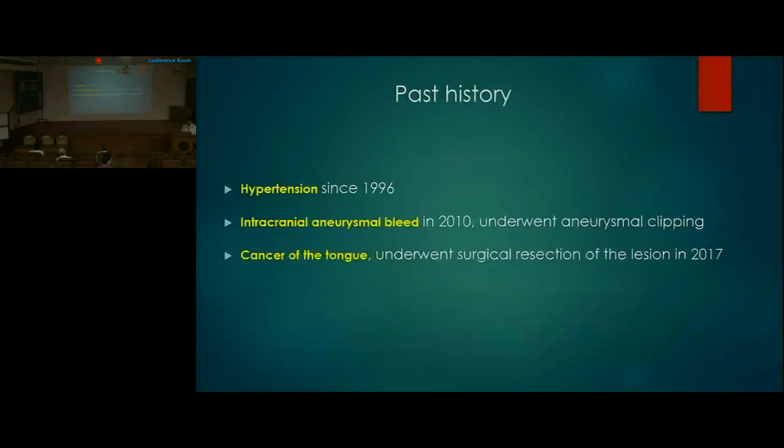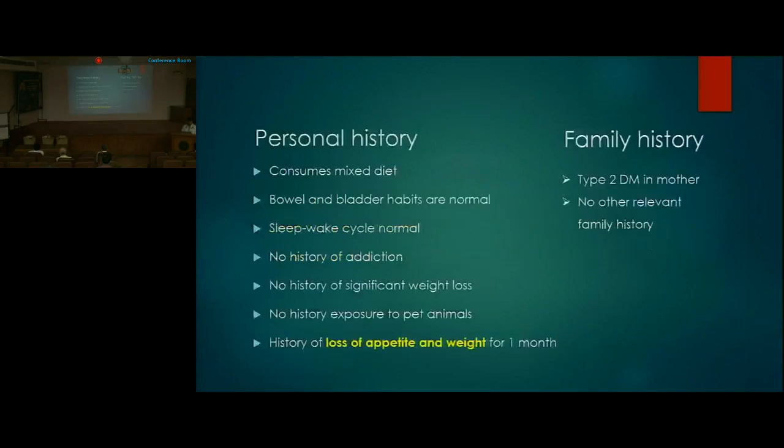In past history, patient is a known case of hypertension since 1996. Patient had one intracranial aneurysmal bleed in 2010 and underwent aneurysm clipping for the same. History of carcinoma tongue in 2017, underwent resection for the same. In personal history, there was a history of significant loss of weight and appetite over the past 1 month. In family history, there was a history of type 2 diabetes mellitus in mother. There was no other relevant family history.